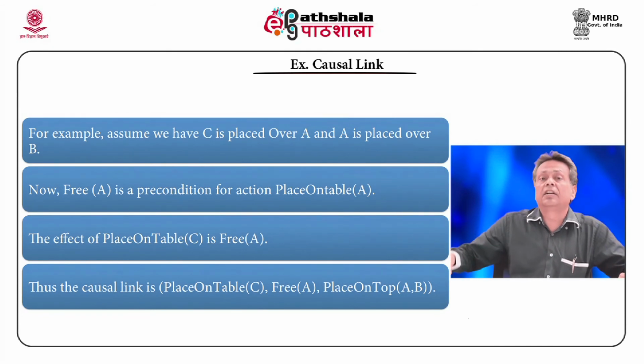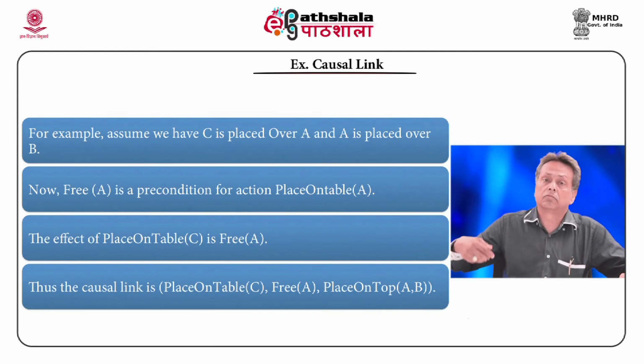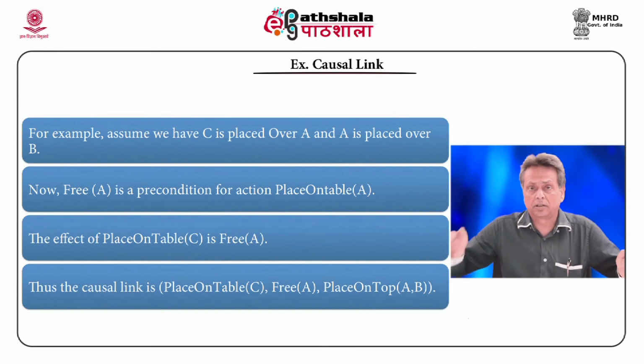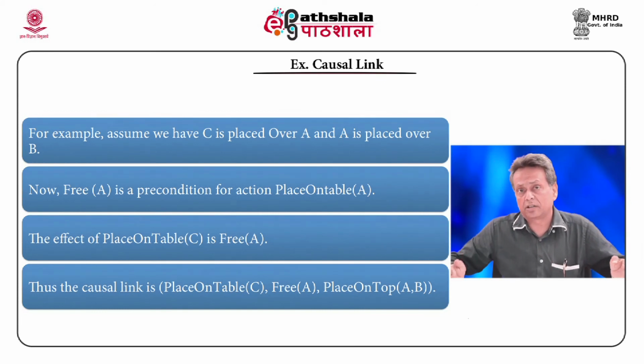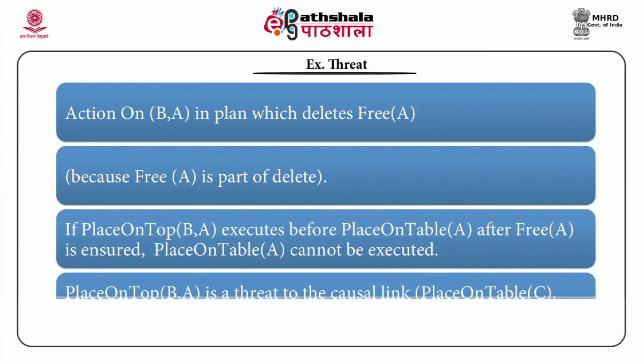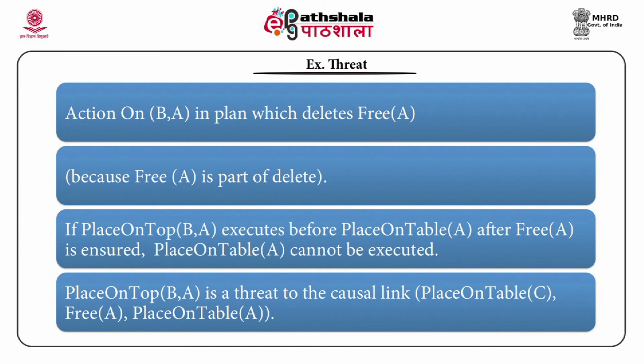That is the precondition to place B on top of A. So, this is shown as an example. Okay. So, action, predicate, action. That is an example of a causal link. Okay. A threat, put C on top of A, for example, is one more action.